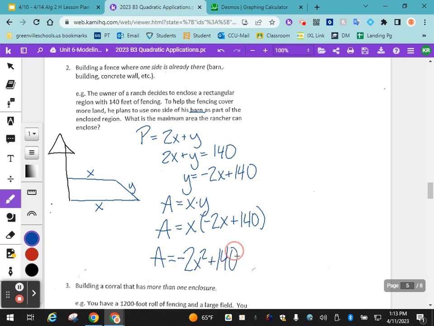Find the vertex. So that is the area I need to maximize. So we're gonna find the vertex of it. You can do it by hand, or you can just graph it and find the vertex.